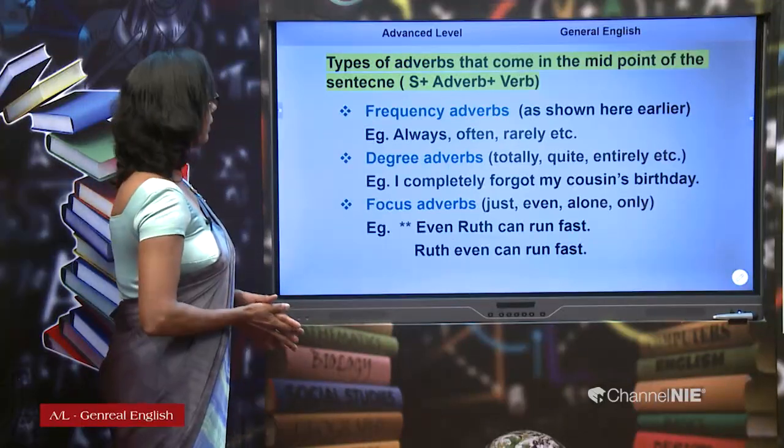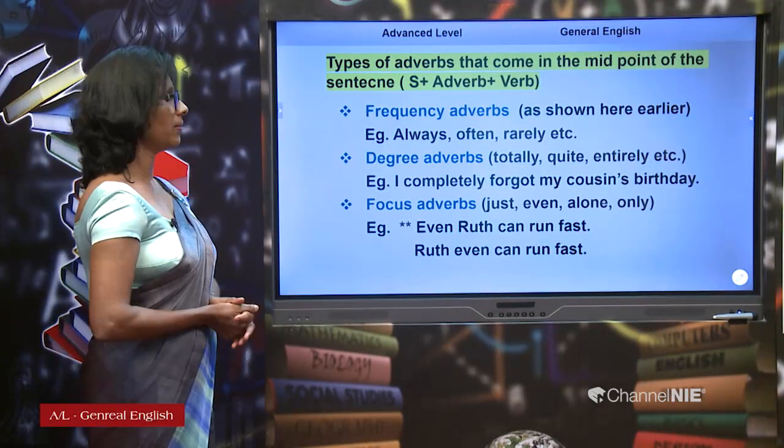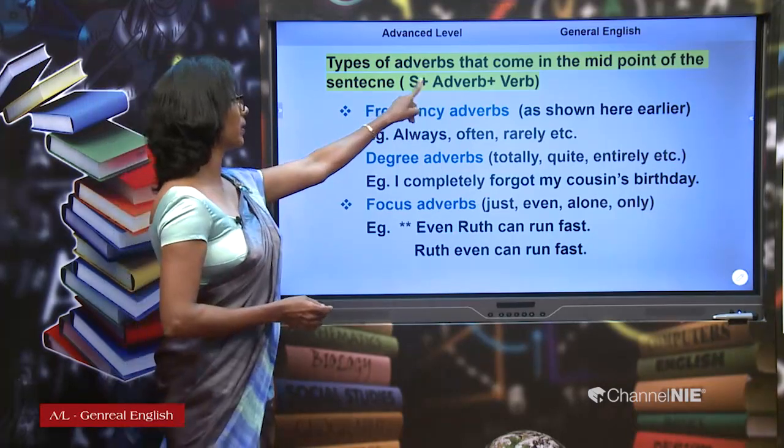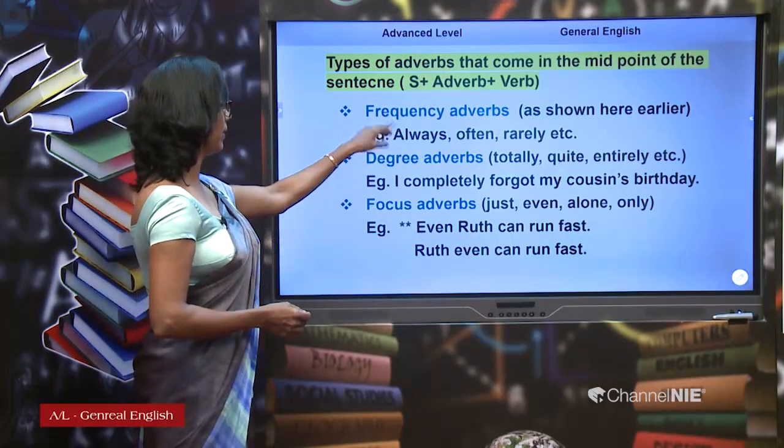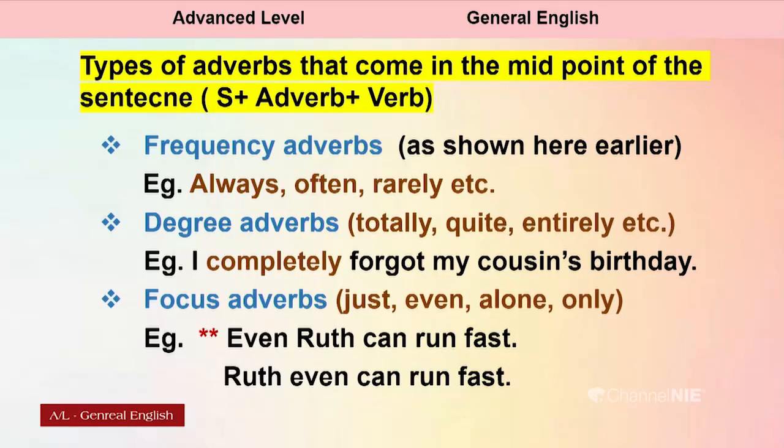Fine. Then types of adverbs that come in the midpoint of the sentences. Again, there's a revision, like subject, adverb and verb, because I have already discussed the frequency adverbs as shown here earlier. Always, often, rarely, etc. We place that in the mid position. Other than this frequency adverb, we add degree adverbs also in the mid position, right? So then totally, quite, entirely, completely. Can you remember? The building has completely destroyed. So has destroyed, in between, completely, right? Degree, extent. Extremely red, right?